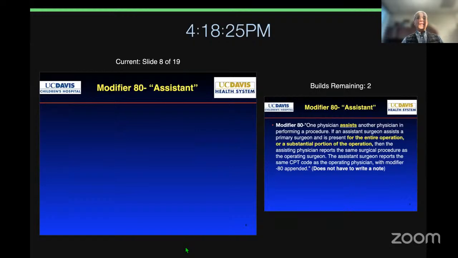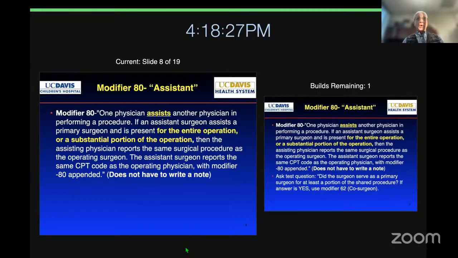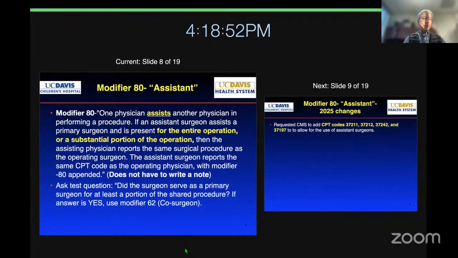Let's talk about the 80 assistant code. Now, basically, one physician can assist another physician in performing a procedure. If the assistant interventionist or surgeon assisting the primary is present for the entire time or a substantial portion of the time, then that person can report the procedure as an assist, and they use this as a modifier. You don't have to write a note, but the primary physician needs to note in their procedure note that they had an assistant.